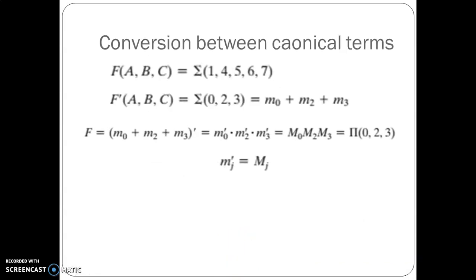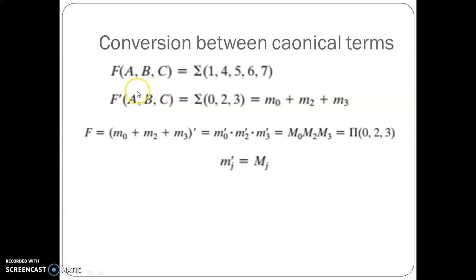Conversion between canonical forms. Now let us convert this function F, which is expressed as a sum of minterms, to a product of maxterms. Let us consider the variables A, B, C. They are expressed as a sum of minterms 1, 4, 5, 6, 7. The complement of this, F bar, can be denoted as the summation of whatever terms are missing here. So 0, 2, 3 are missing here, which is equal to summation of 0, 2, 3. So this is equal to m0 plus m2 plus m3.